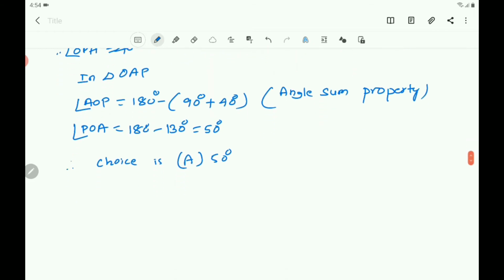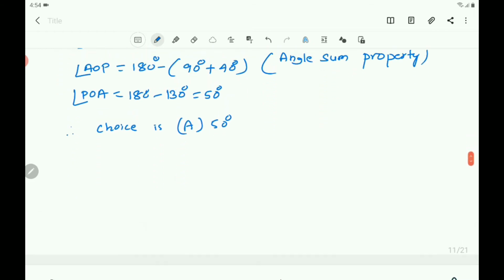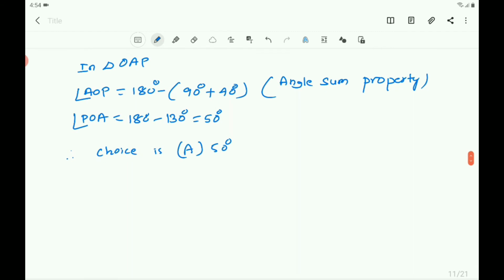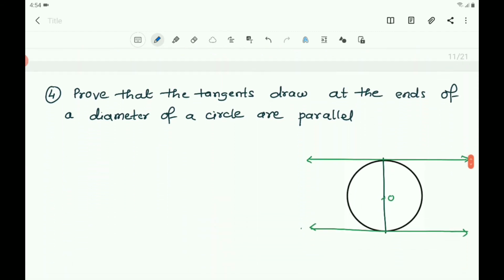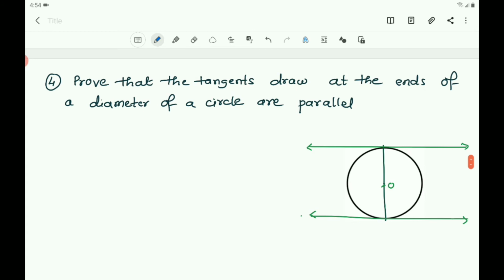In this way, you got the answer for the 3 multiple choice questions. Now, let us take the fourth one. Prove that the tangents drawn at the ends of a diameter of a circle are parallel.